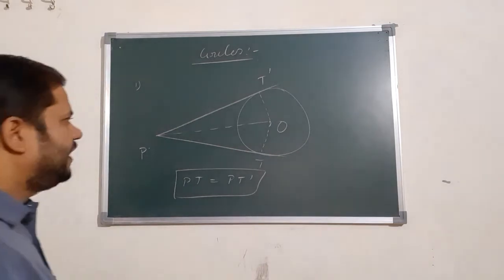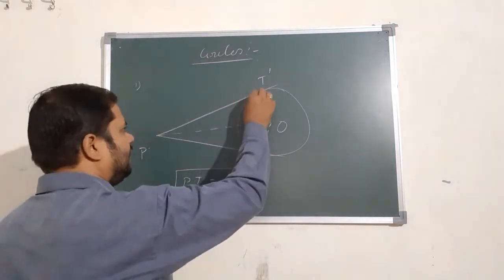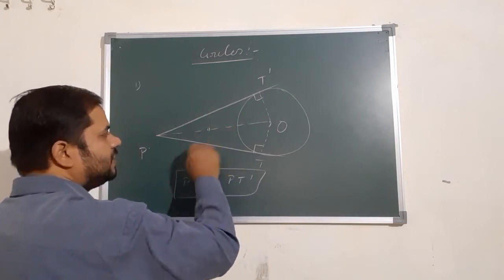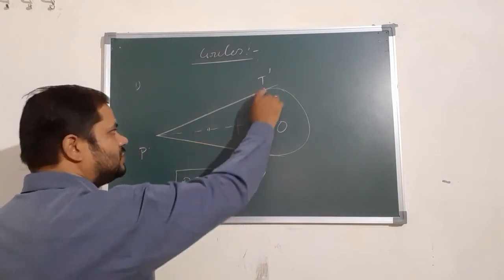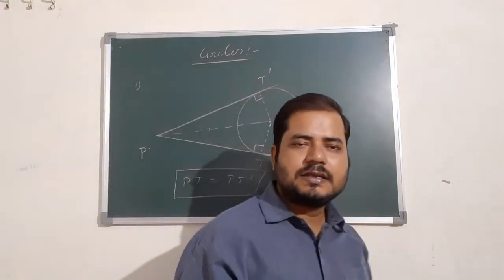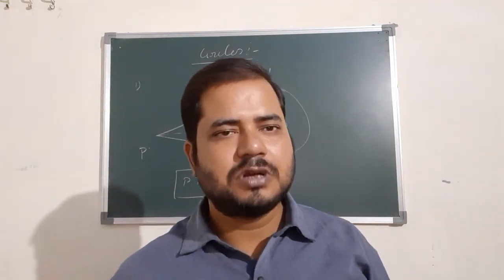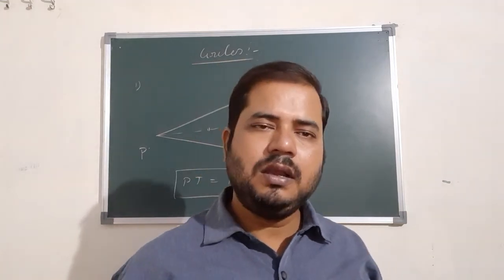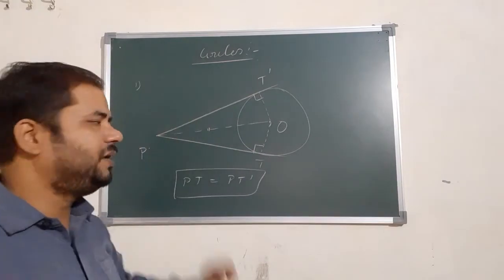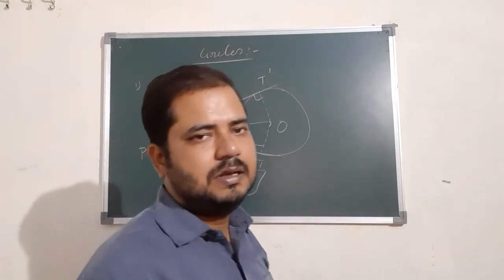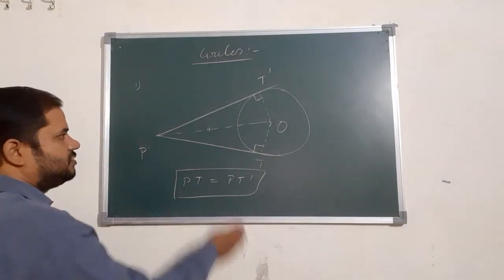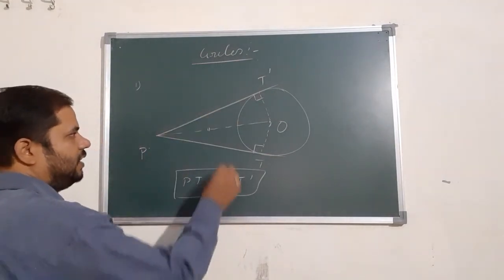So proof is very easy. If you want to see, you can see this is 90, this is 90, this is a common side in both, and also these are the radii of the same circle. So by SAS axiom, these two triangles are congruent, and by CPCT, all sides are equal, that's why PT is equal to PT dash.